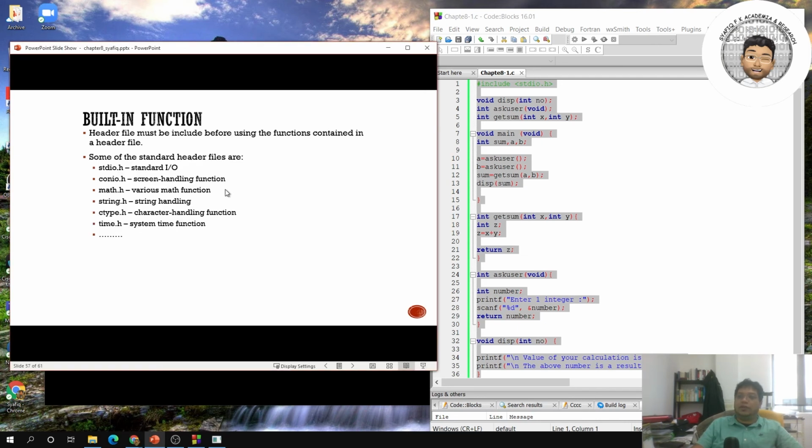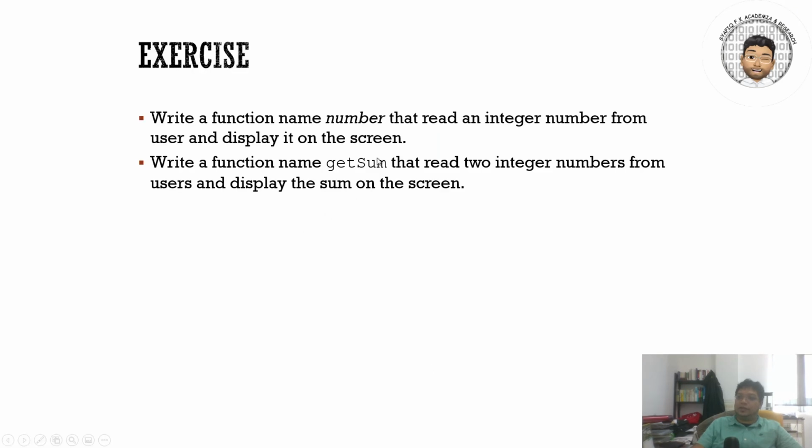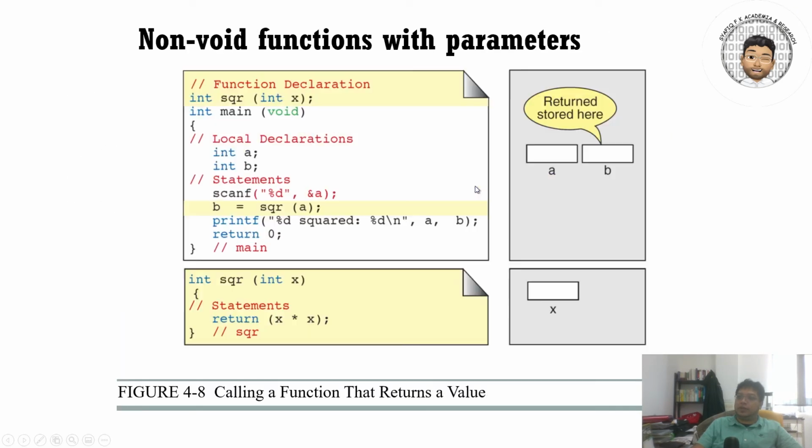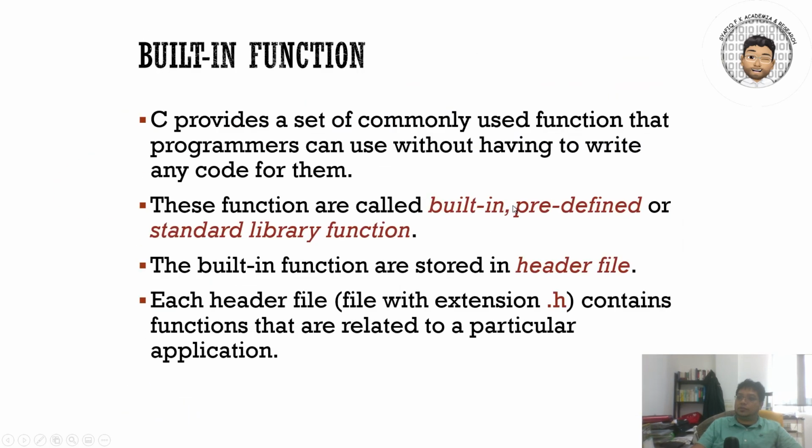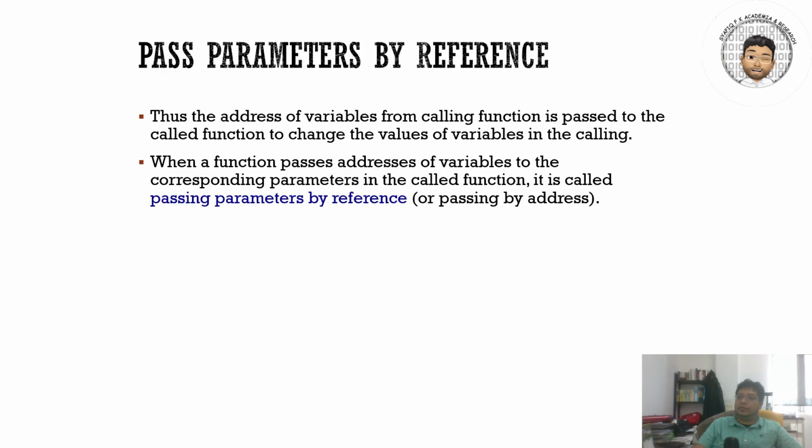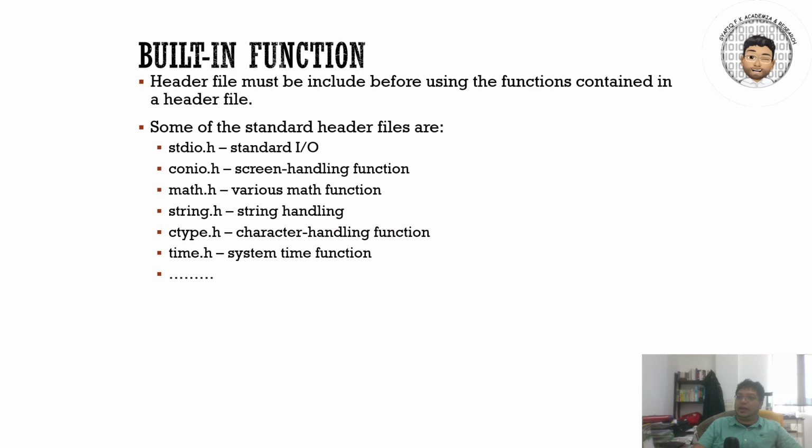So we have a lot of functions, some of them for mathematics. For mathematics, we have, for example, math.h. So if you're looking for math functions, for example, we have sine, cosine, tangent, calculate tangent. All of them are in math.h.